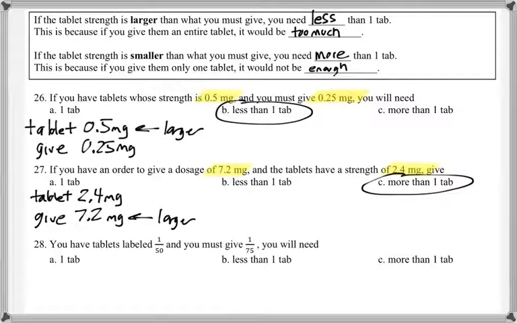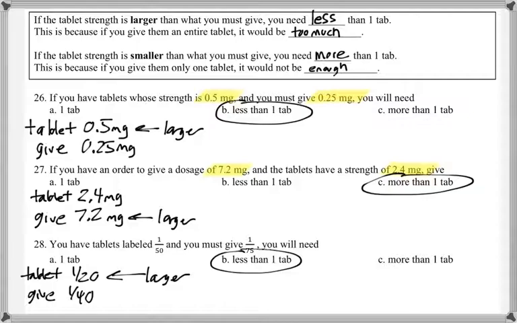And for 28, it says you have tablets labeled 1/50th, and you must give 1/75. You will need, so the tablets are 1/20, and the give is 1/40. So this is larger, which means less than one tab.